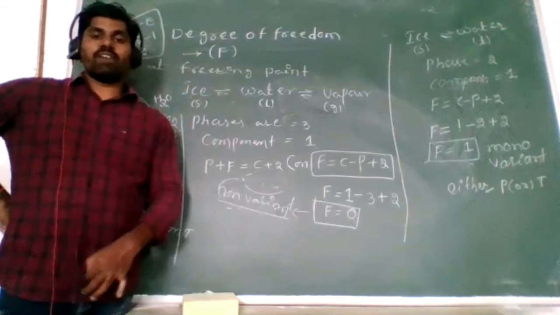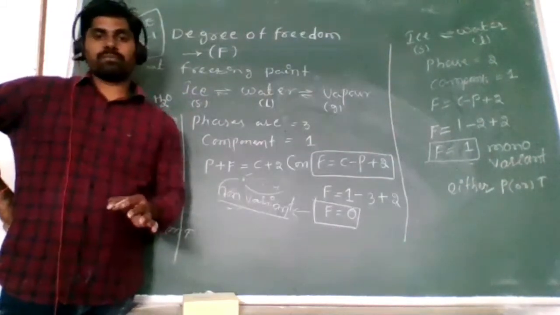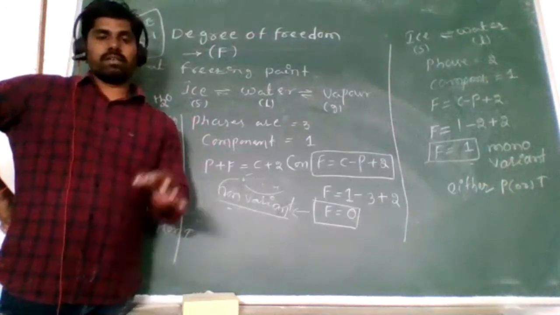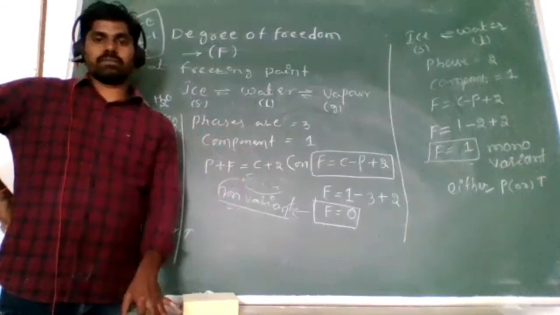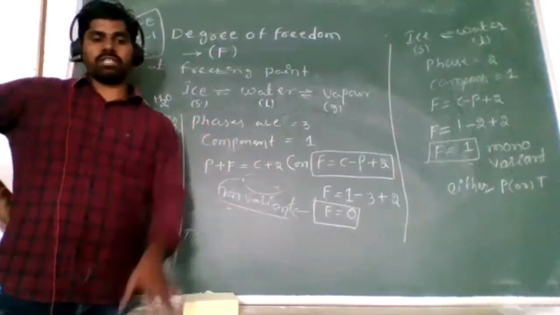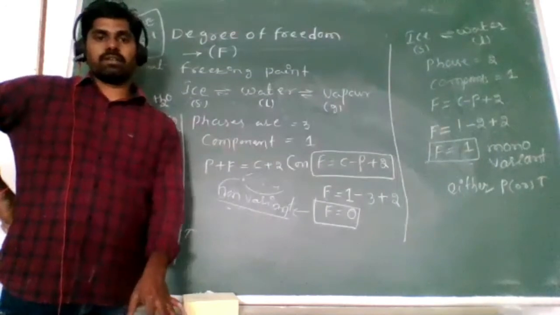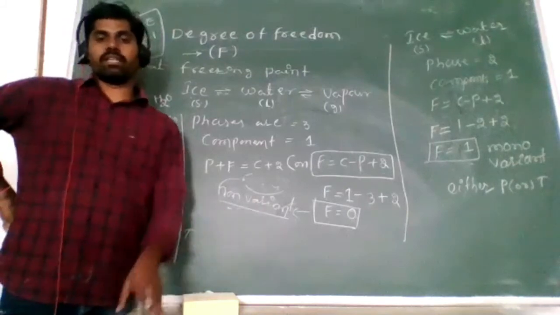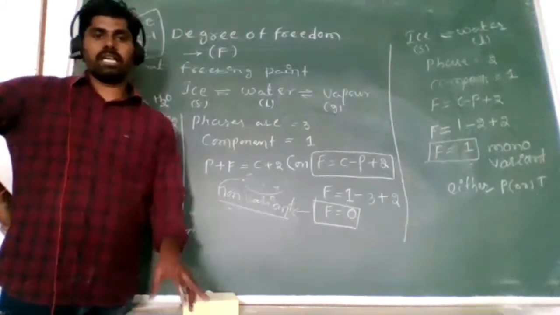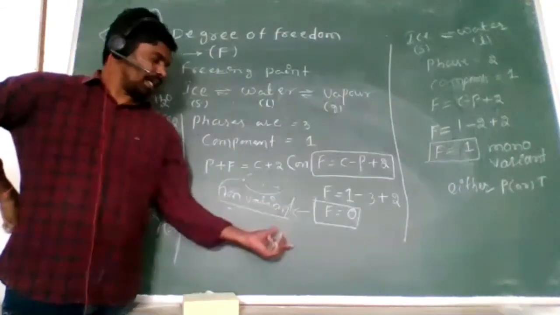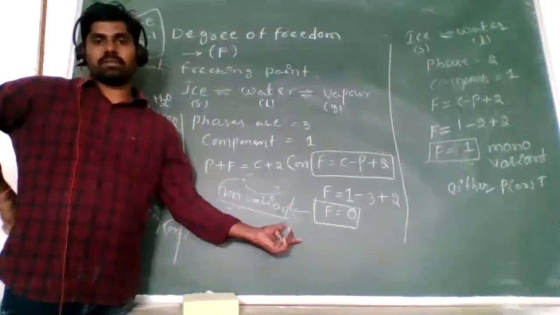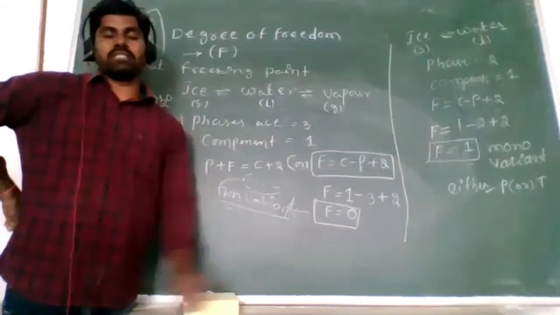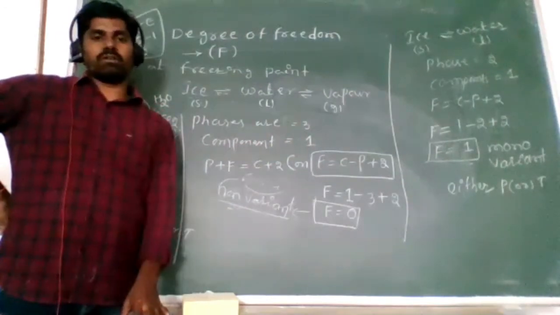If degree of freedom is equal to 0, there is no need of any conditions to be specified to define the system. There is no need. No condition has to be specified. There is no need of the pressure and no need of the temperature for the defined system. Clear? That is the non-variant or zero variant.